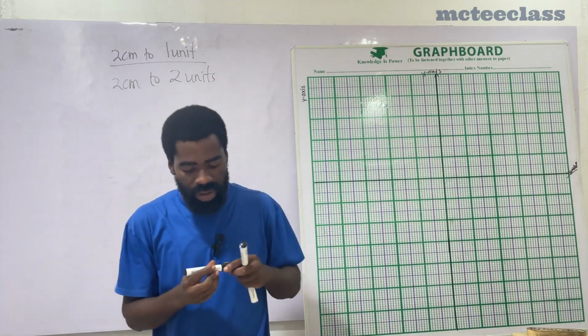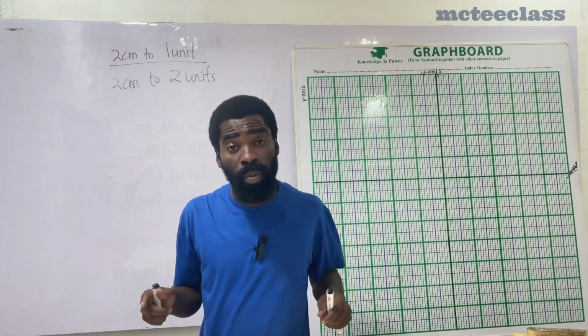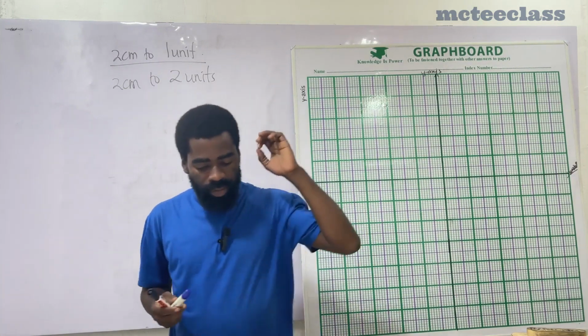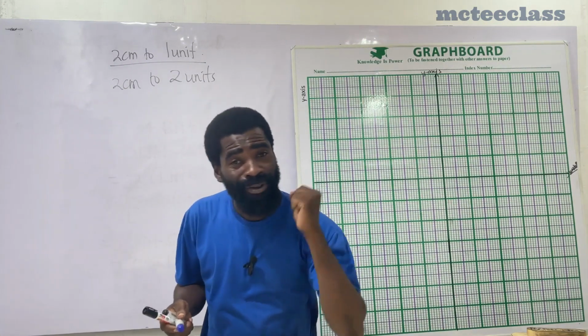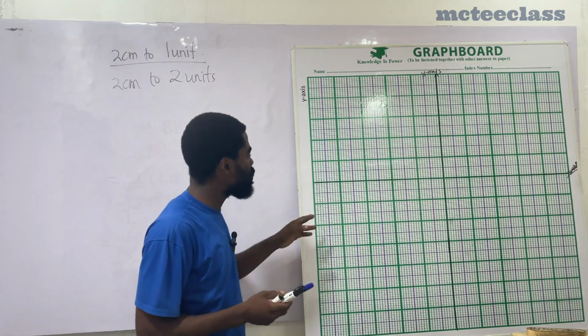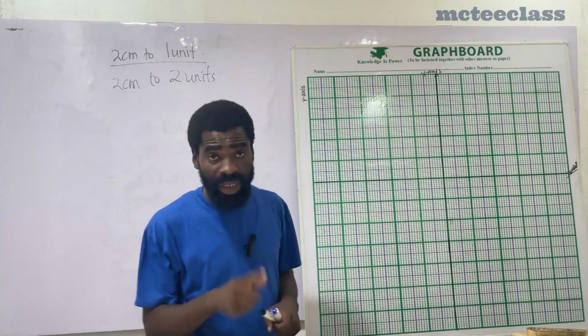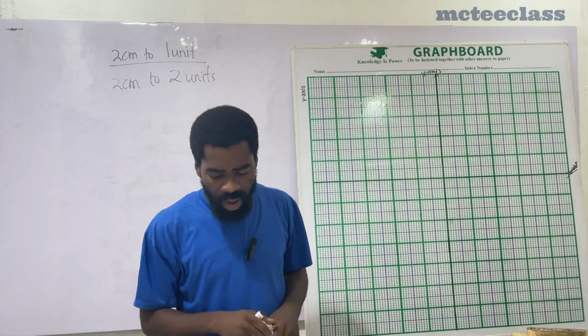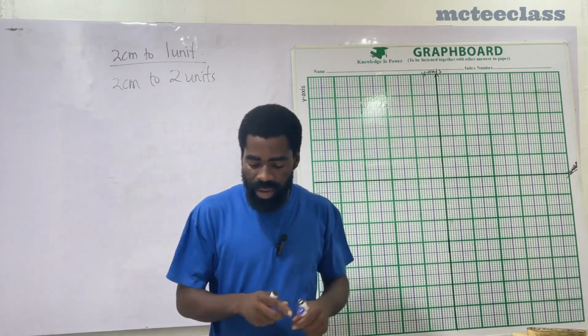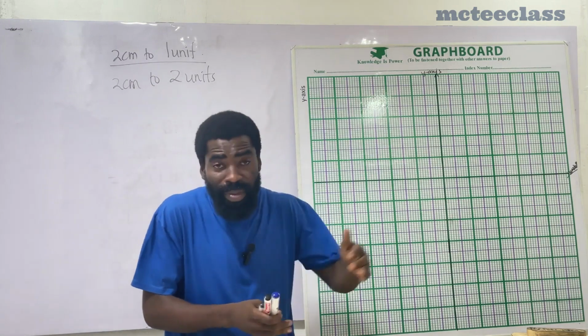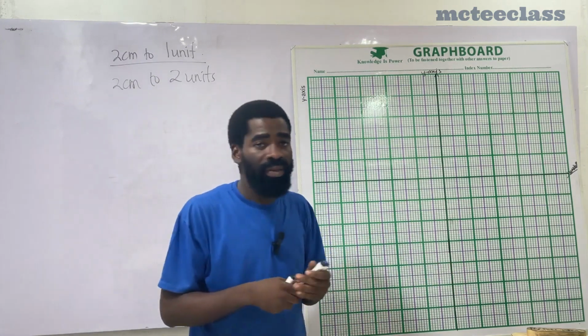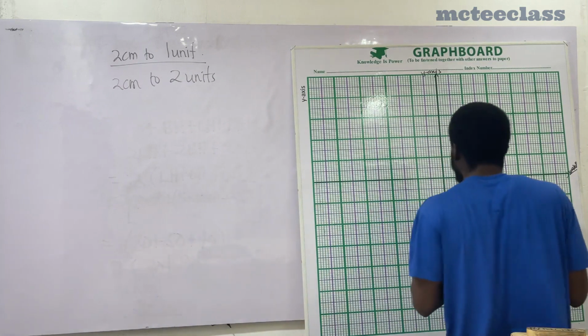Good. So let's continue. Now, using a scale of 2 centimeters to 1 unit on both axes, draw two perpendicular axes, OX and OY, on the graph sheet. So I have my OX and my OY on the graph sheet. So I've answered question 4BI. That will mark for me. Now, on the same graph sheet, mark the x-axis from -5 to +5.